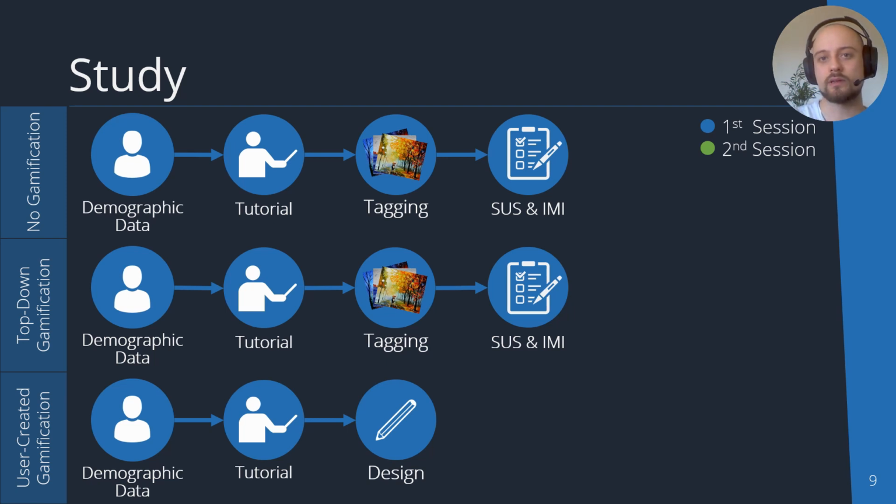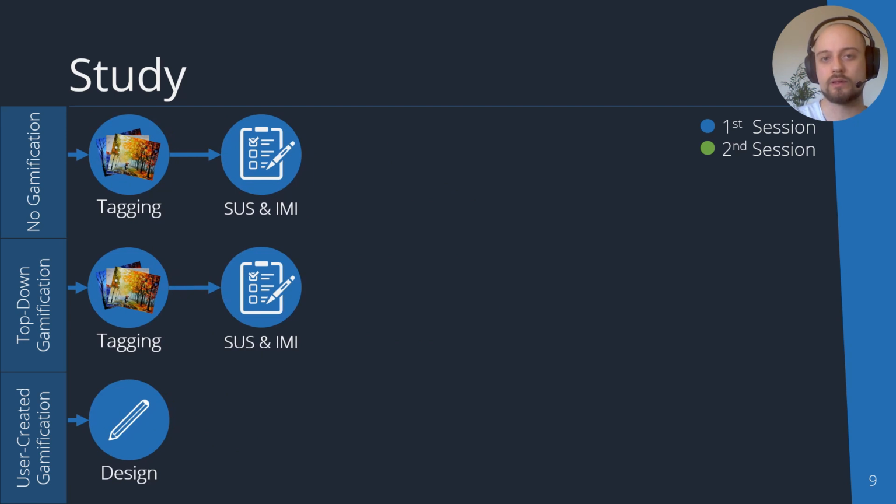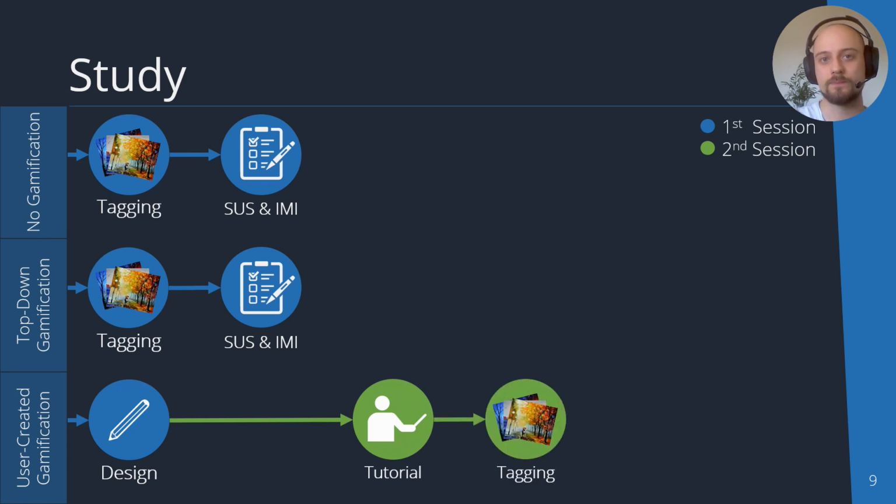User-created gamification participants were also done with the study after the design part, after which we looked at the concepts and implemented them. After implementation was done and we integrated the concepts into the platform, we re-invited the participants to the study. From here on, they followed a similar procedure as no gamification and top-down gamification. They started with a tutorial that explained the image tagging again, as well as their own gamification that we now implemented, and continued by tagging all 15 images.